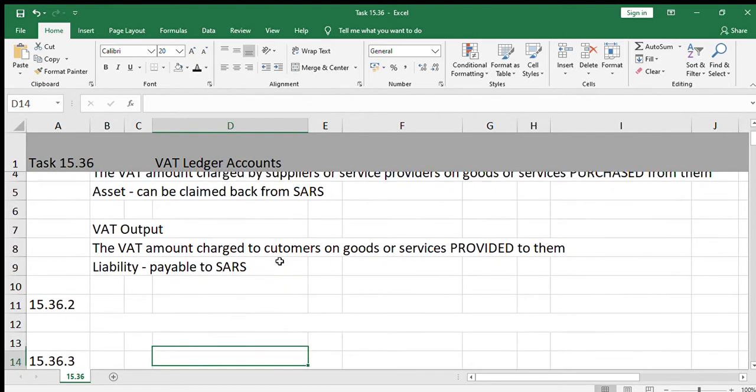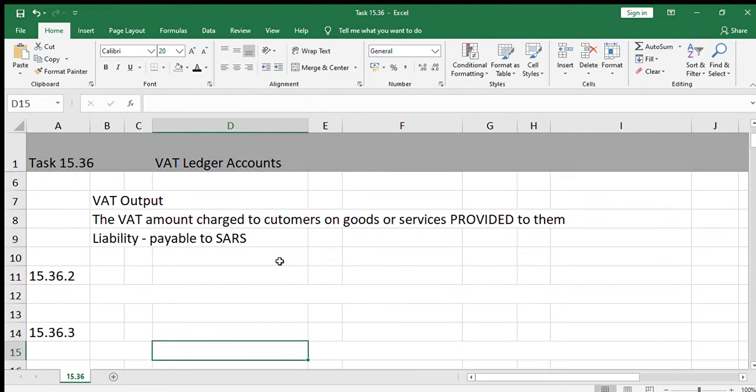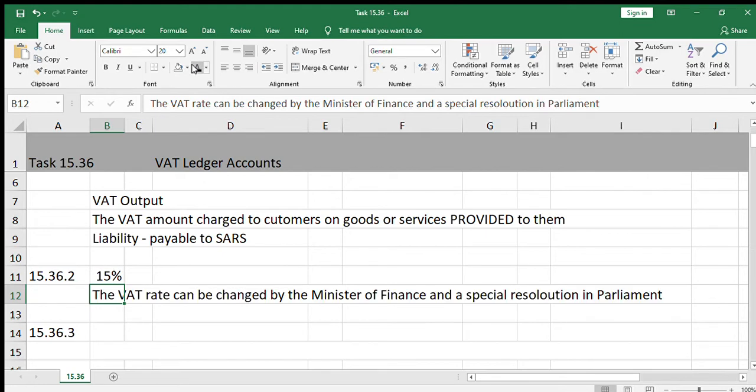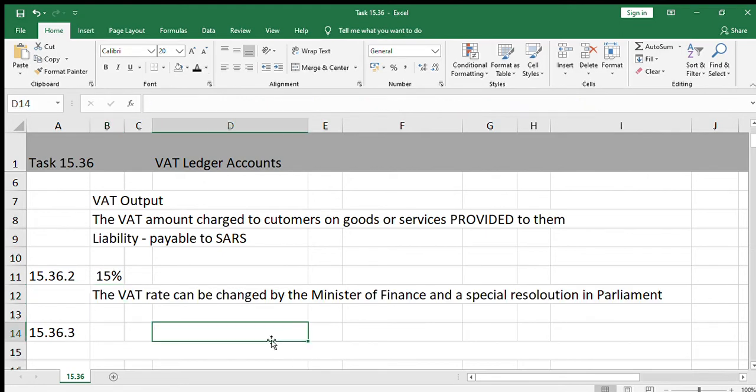Okay, then in 15.36.2, what is the present VAT rate in South Africa and how can this VAT rate change? So currently the VAT rate is 15%. It used to be 14%. So it can be changed by the Minister of Finance and a special resolution in Parliament, which means that he can't just change it by himself, but basically it needs to be authorized.